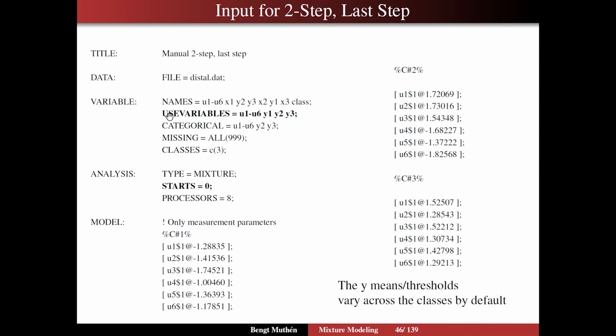So going back up, the use variables are U1 through U6, the latent class indicators, because they're mentioned in the model here in the last step, and that's specific to two-step, that you have the latent class indicator variables in the last step. You don't have that in the three-step or BCH. And you have the three distal outcomes. And these are the categoricals. And you have starts equals 0. And once again, the Y means or thresholds vary across the classes by default.